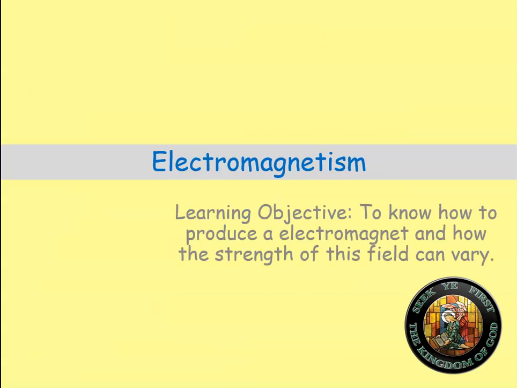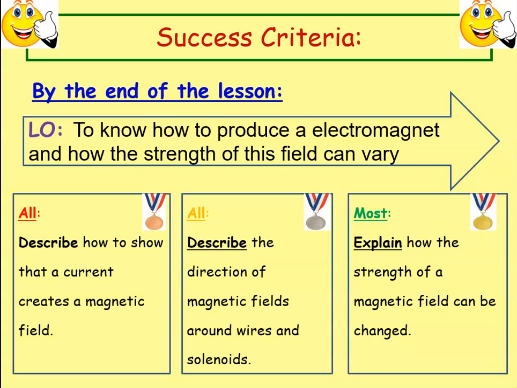So, today's learning objective is to know how to produce an electromagnet and how the strength of this field can vary around the magnet. Just pause the video whilst you write that down as your title for today. Success criteria: describe how to show that a current creates a magnetic field, describe the direction of magnetic fields around wires and solenoids, and explain how the strength of a magnetic field can be changed.